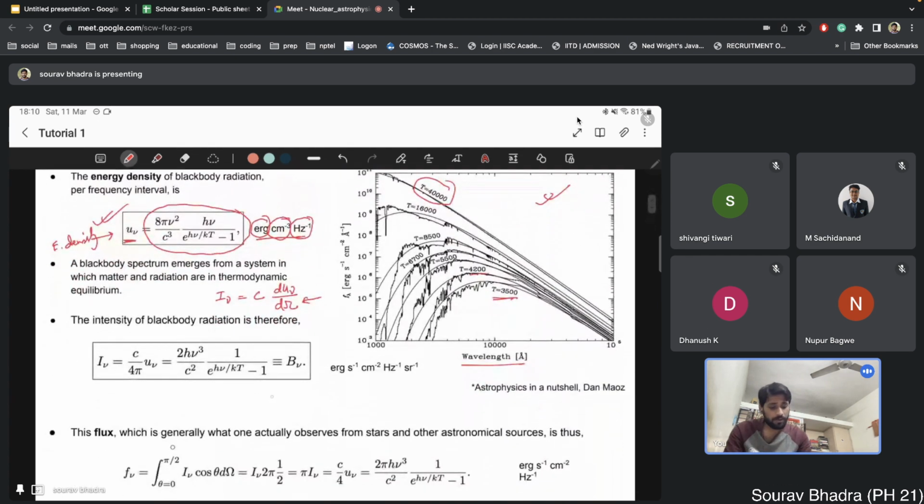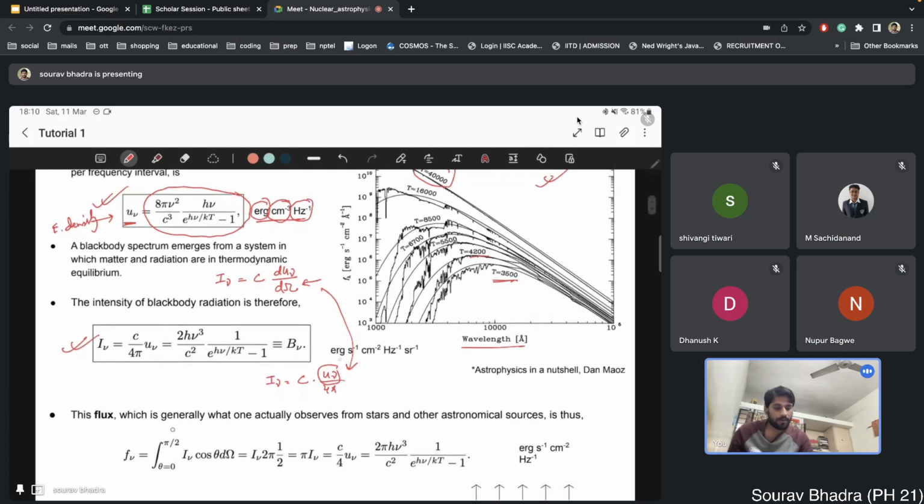Now if we consider the homogeneous case, then d omega is 4 pi. Just put this u nu, which I have written here, multiply with c and divide by 4 pi, and you will get this result, which is called the intensity of the star. So we have calculated the intensity, and you can see that the unit was erg per centimeter cube per hertz. We have multiplied by a velocity, that is a length, so it is centimeter to the power -2, and we have divided by the solid angle, that's why steradian inverse is coming.